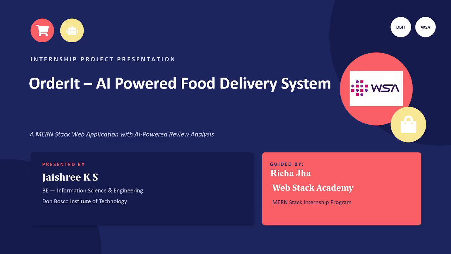Unlike a basic food ordering application, this project also includes advanced features such as JWT based authentication, Stripe payment integration, and AI powered restaurant review analysis using Groq AI. These features improve both the user experience and functionality of the application, making it closer to a real world food delivery platform.